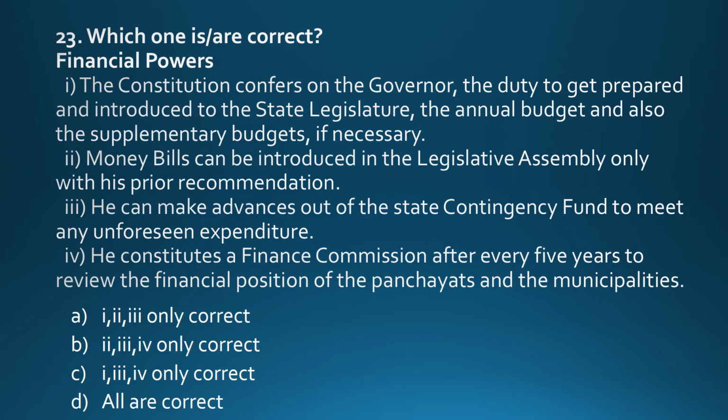Question number 23. Which one is or are correct? Financial powers. 1. The Constitution confers on the governor the duty to get prepared and introduced to the state legislature the annual budget and also the supplementary budgets if necessary. 2. Money bills can be introduced in the legislative assembly only with his prior recommendation. 3. He can make advances out of the state contingency fund to meet any unforeseen expenditure. 4. He constitutes a finance commission after every 5 years to review the financial position of the panchayats and the municipalities.